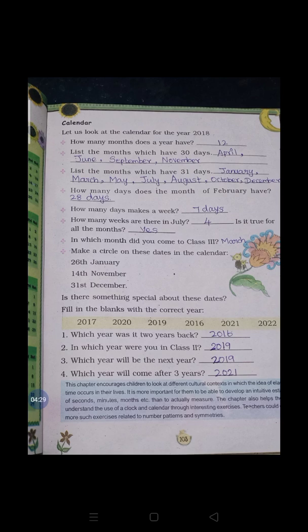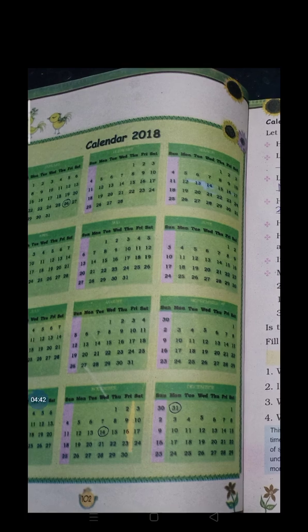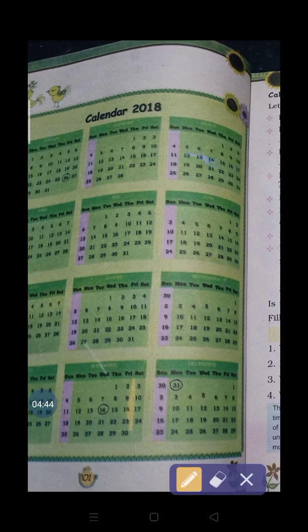Next question. How many days does the month of February have? From that calendar, we have 28 days in the month of February. See here, we have only 28 days. So how many days in the month of February? 28 days.